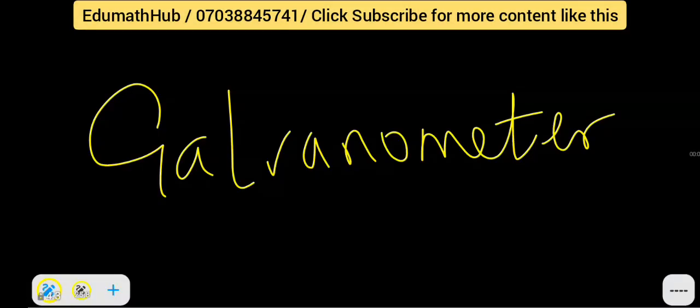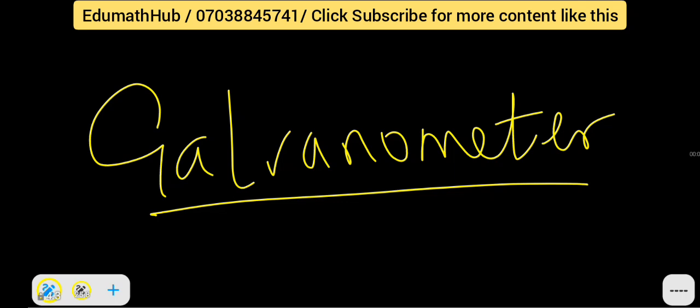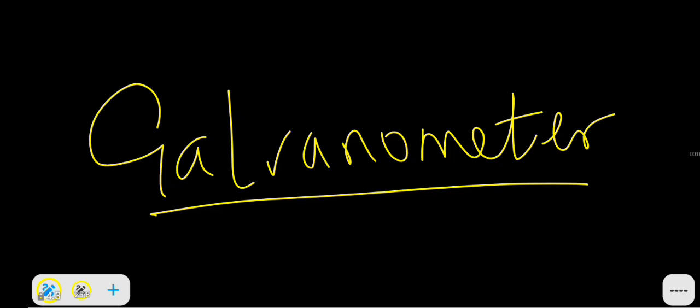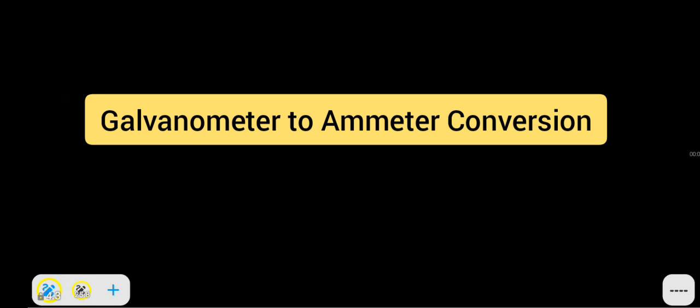So moving to the second aspect, which is the galvanometer. We're looking at how to convert a galvanometer to an ammeter and a galvanometer to a voltmeter. So let's take the first one. It's very, very simple. Just be confident, you're going to understand it. The first one is galvanometer to ammeter. So let's see how to convert a galvanometer to an ammeter.